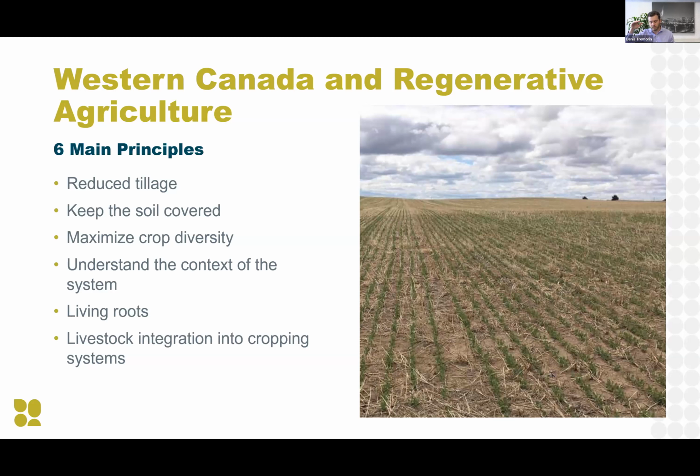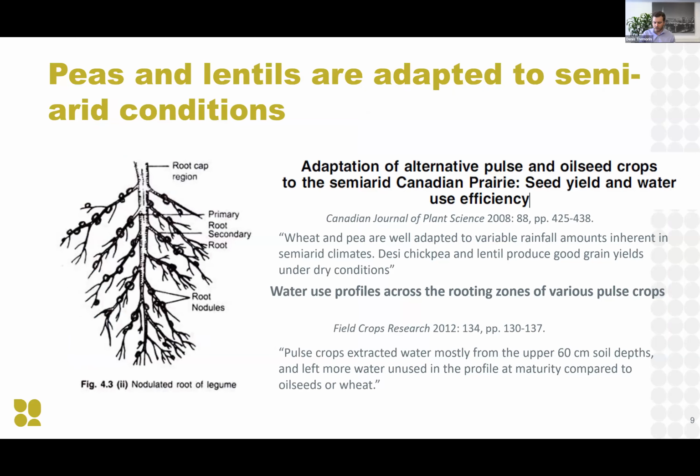There's still some room to play around with the system to make improvements, but we're not where we were in the 1960s and 1970s, with lots of cultivation, lots of soil erosion, and degraded soils. So this conversation has changed, and we should adapt with that. What I want to give here is that peas and pulses really are part of that system that we have in Western Canada.